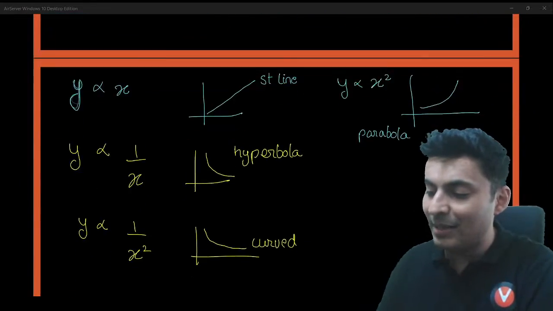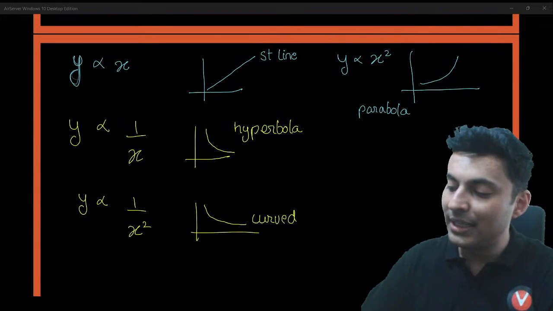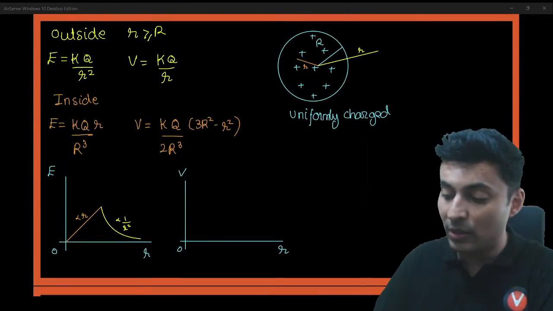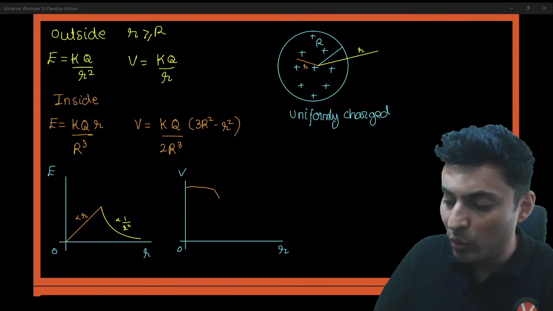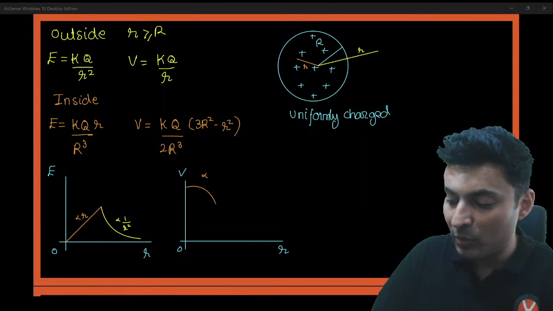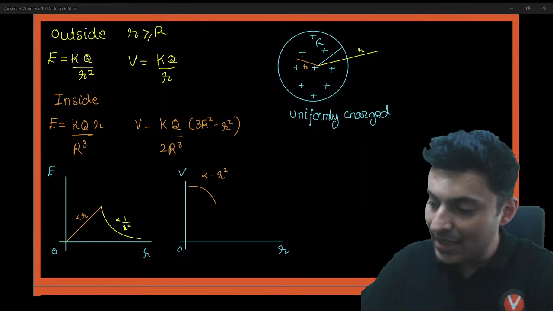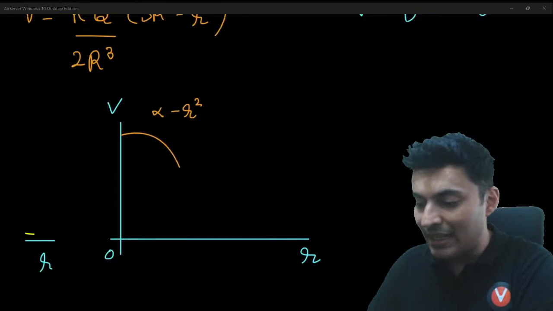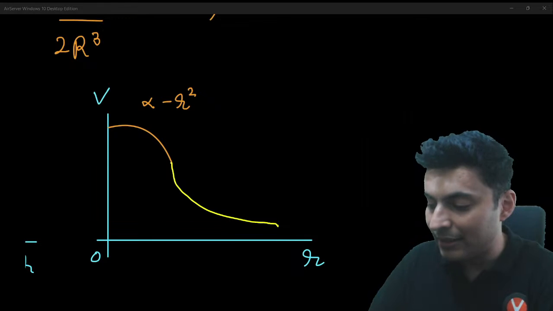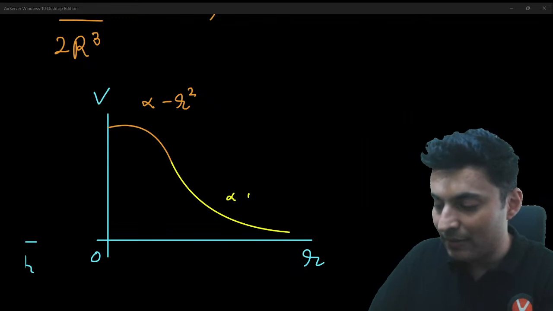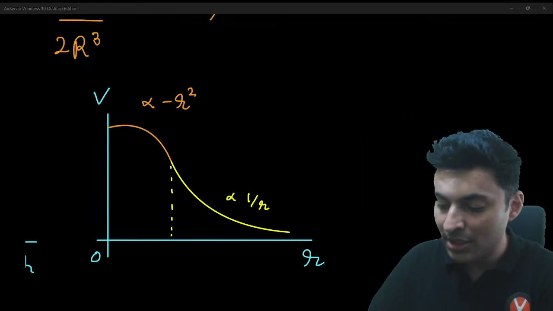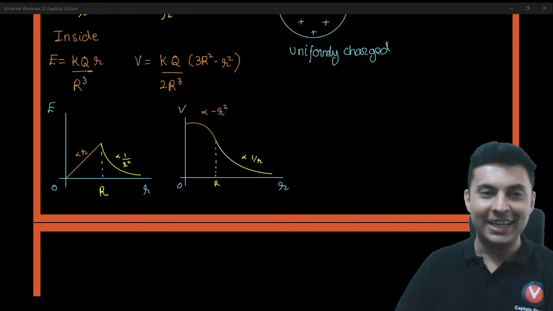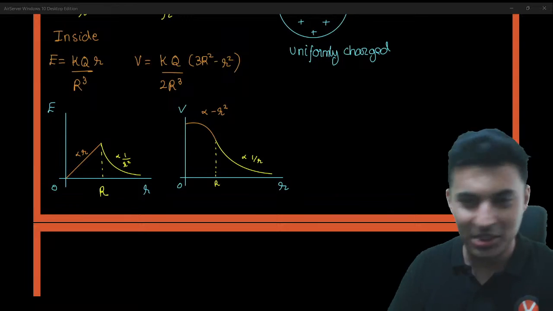Those of you who joined late, just some time back I told you when it is x square, it is a parabola. When x square is there on the top, so the variable is there on the top, it is a parabola, but it is a downward parabola. So it is directly proportional to minus r square. And then when you go outside, it is inversely proportional to r. That means it will be a graph like this. Inversely proportional to r. And this change happens at R. Obviously at R.